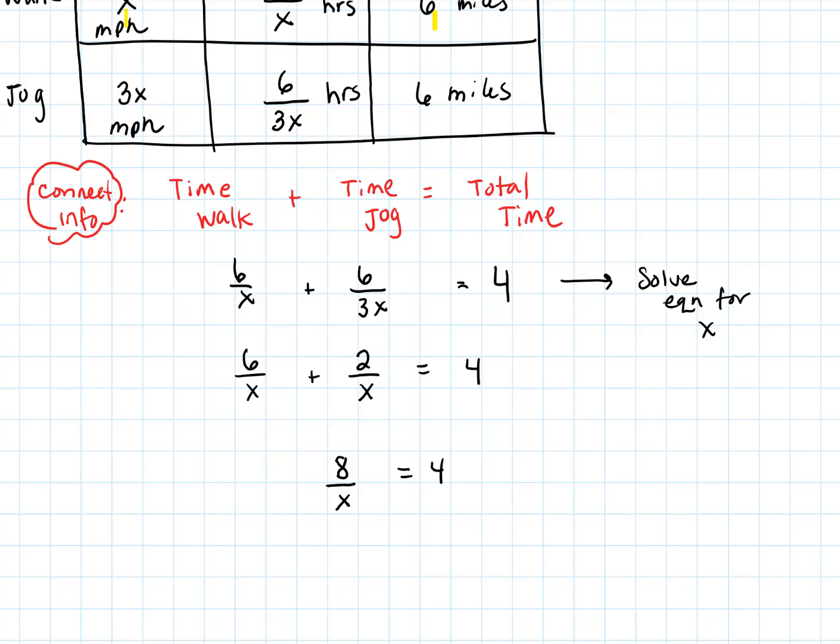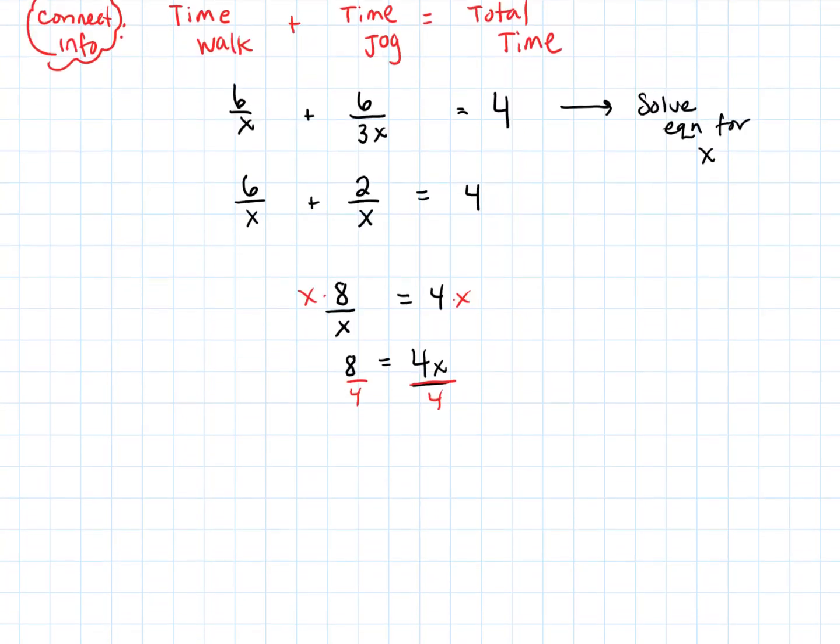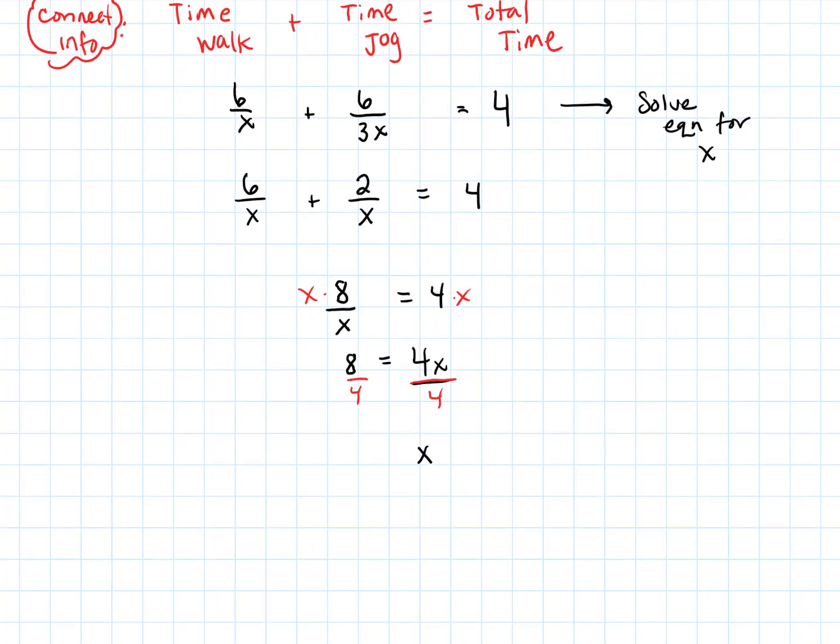Then I can multiply both sides by x, and I would have 8 equals 4x. Divide by 4. And x is 2. And that is in miles per hour.